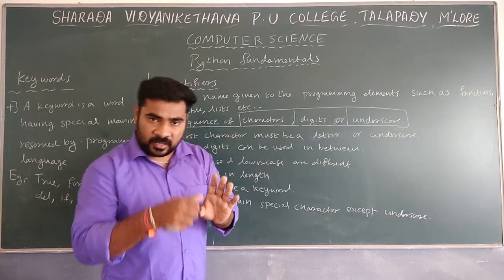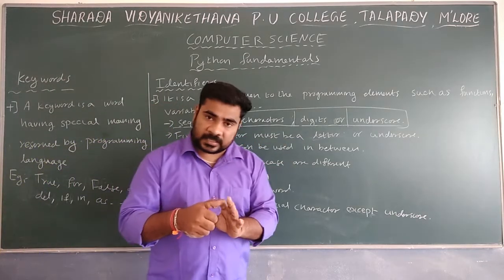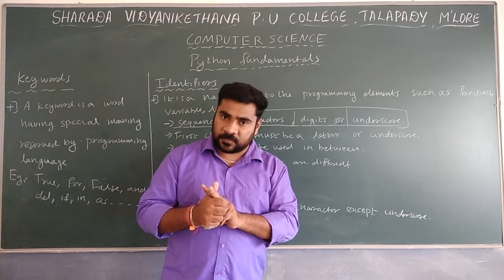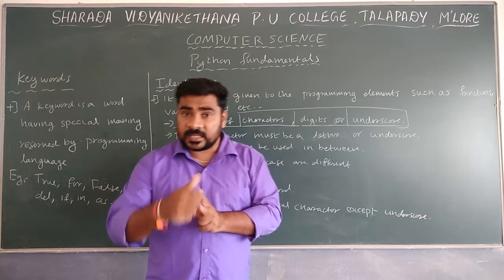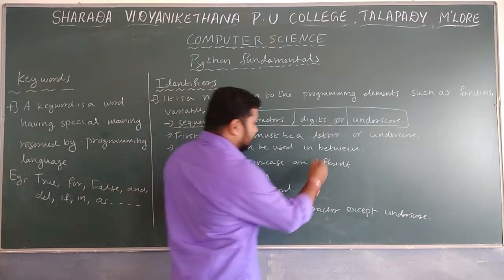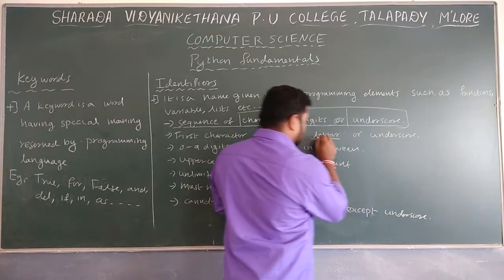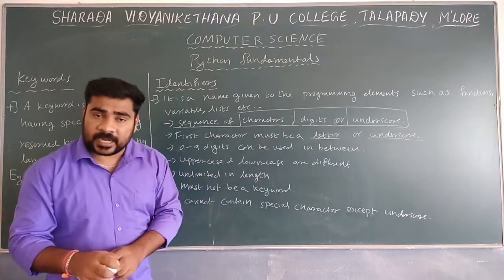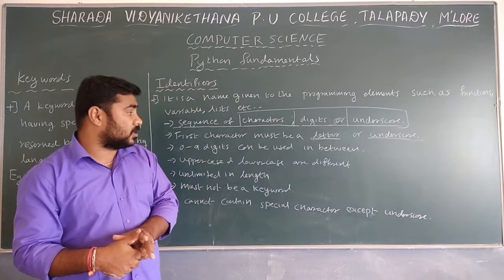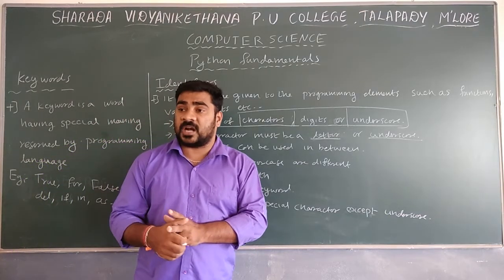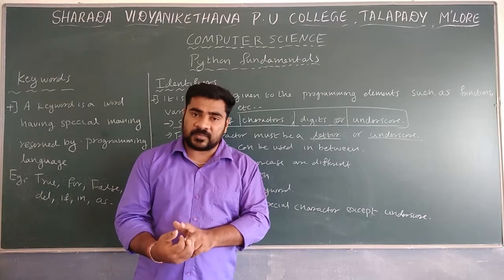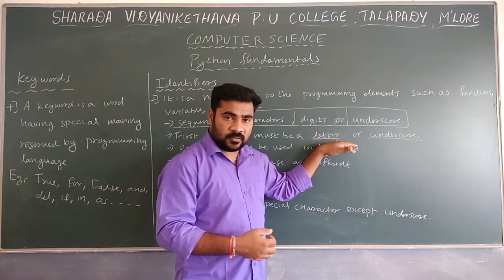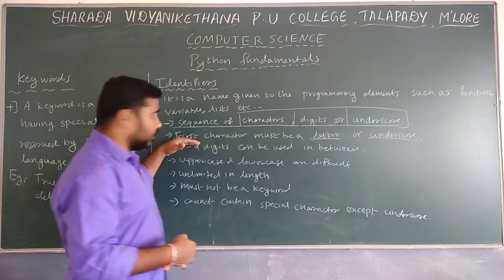Remember, identifiers can have digits, letters, and also underscore. Three types of characters are possible. But in these three types, the first character should be a letter or underscore. Other than that, it is not possible to start with numbers. Whenever you name an identifier, it should not start with a number. That is as the first character.